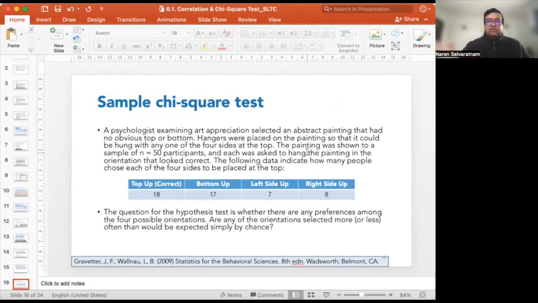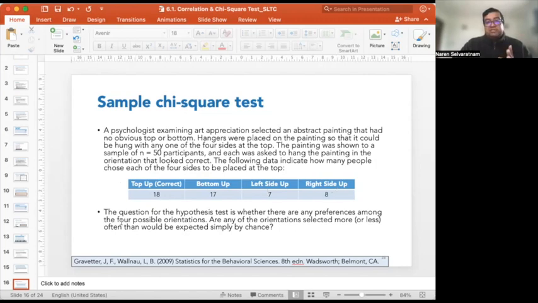The painting was shown to a group of 50 people, and each person was asked to hang it up on the wall in whatever orientation they felt like. 18 people went with the correct choice, with the top up, the original. Then 17 people did the bottom up. A few did the left side up and a few did the right side up as well.